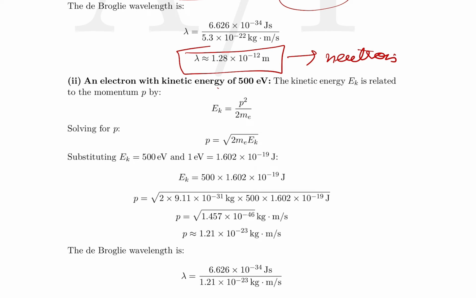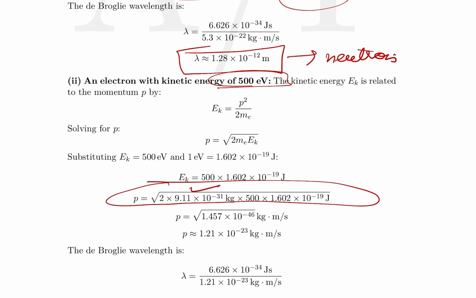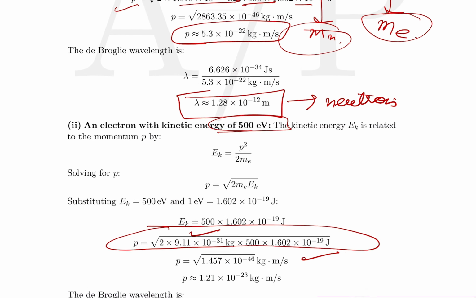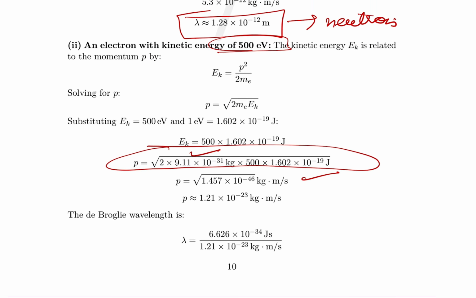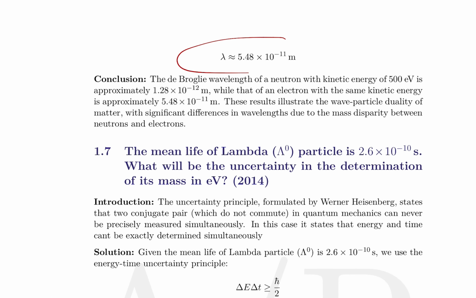The electron with kinetic energy of 500 electron volt, then we just replace here the mass of electron. Other things remain the same. So we calculate and we get lambda for neutron as 1.28 into 10 raised to the power minus 12, and for electron as 5.48 into 10 raised to the power minus 11.